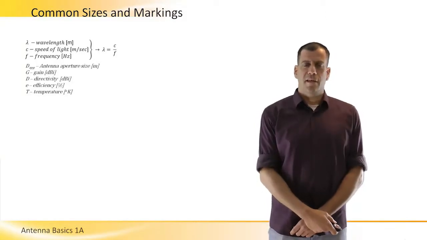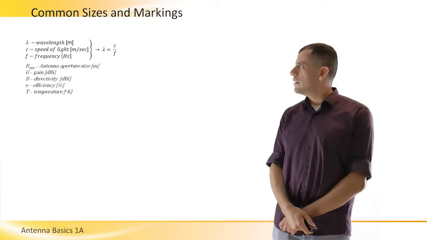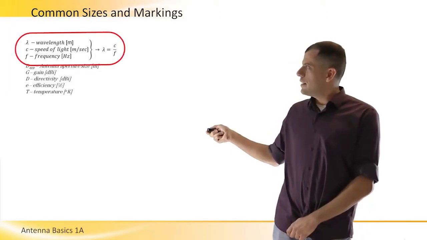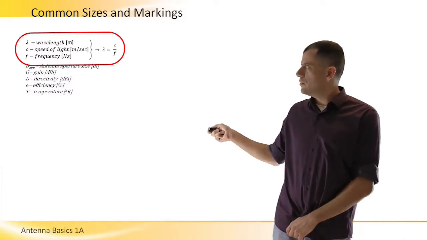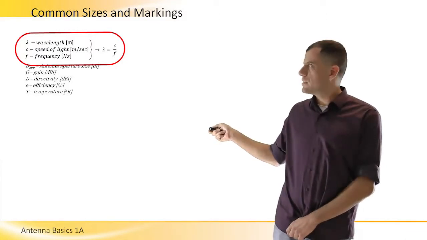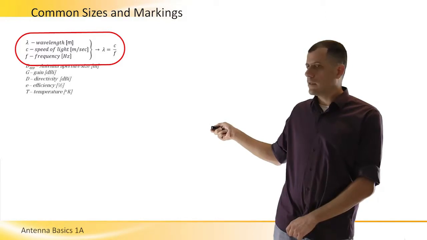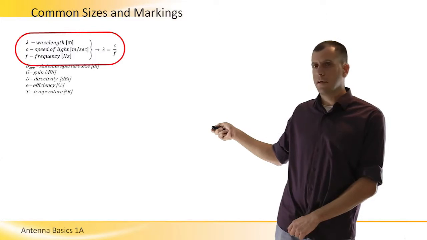I would suggest here a very convenient shortcut in this formula that will help you. If you take the speed of light as 300 and the frequency in gigahertz rather than hertz, then you will receive immediately the wavelength in millimeters. If you want to receive it in centimeters, then you will have to take the speed of light as 30, the frequency in gigahertz, and then you will receive the wavelength in centimeters.